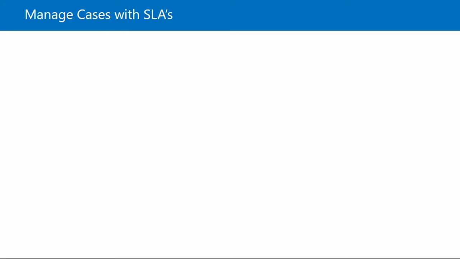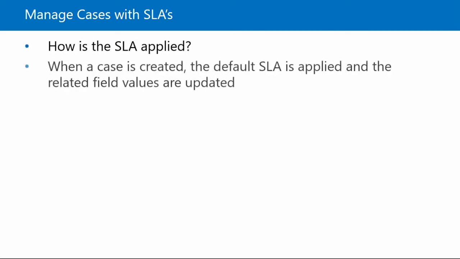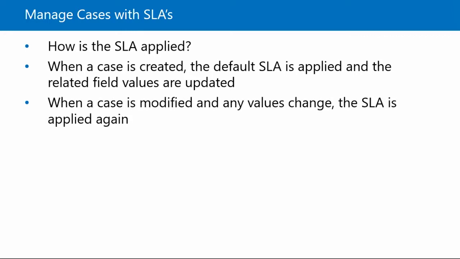Now that we've learned about SLAs, the types of SLAs, and SLA details and actions, we can explore how service level agreements work with and are managed from cases. First, how is the SLA applied? When a case is created, the SLA is applied either by default or through an entitlement, and the related case field values are updated. Now, when a case is modified and any of the case field values change, such as the fields in the applicable when conditions of the SLA, the SLA is applied again. For example, if the priority of the case changes from normal to high, and according to the SLA the first response should happen sooner, the SLA is reapplied to make sure that the KPIs are tracked based upon the updated values.